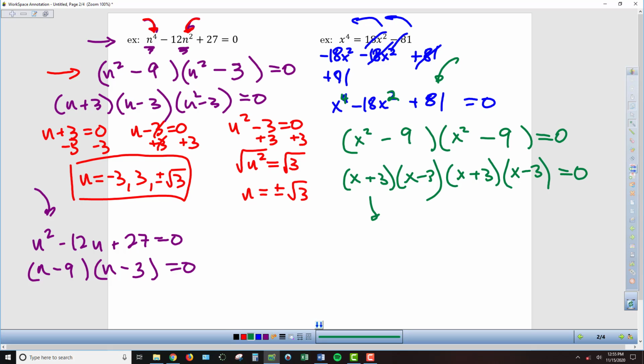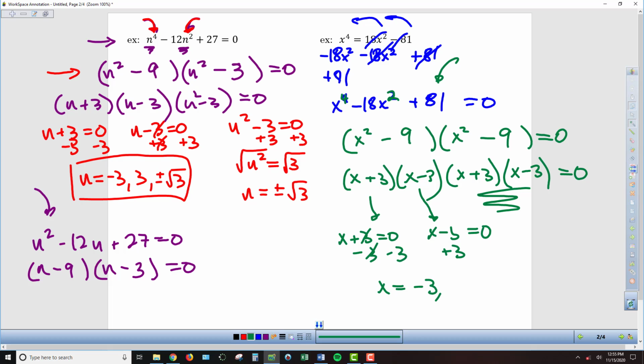I'm going to set x plus 3 equal to 0, and I'm going to set x minus 3 equal to 0. If these over here were different factors than the ones that I already have, then I would have to set them equal to 0 and solve those as well. But in this case, since it's the same thing twice, I can just go ahead and worry about these two. So we're going to get x equals negative 3, and then if we add 3 to both sides, we're going to get x equals positive 3 as our second answer. So we have two answers to this problem.